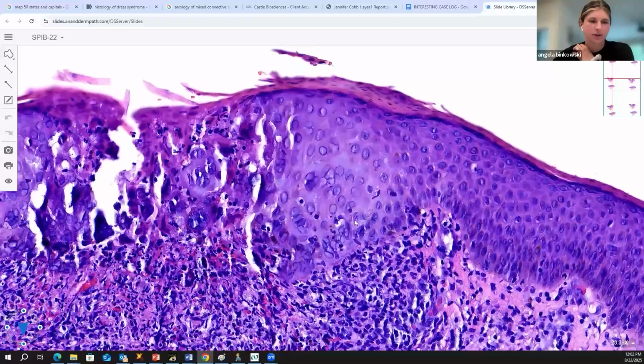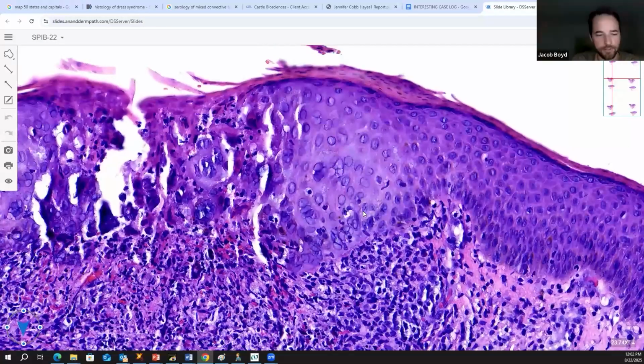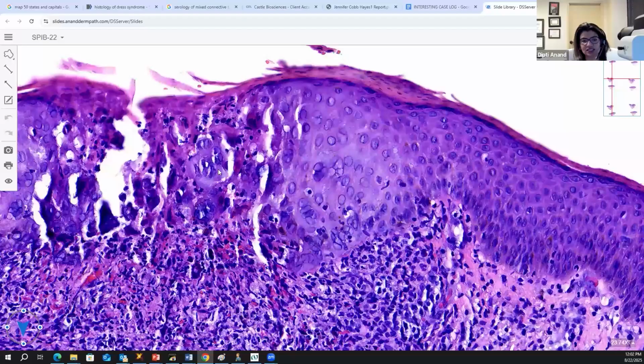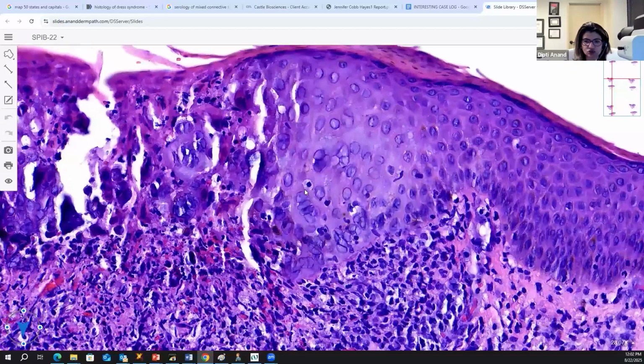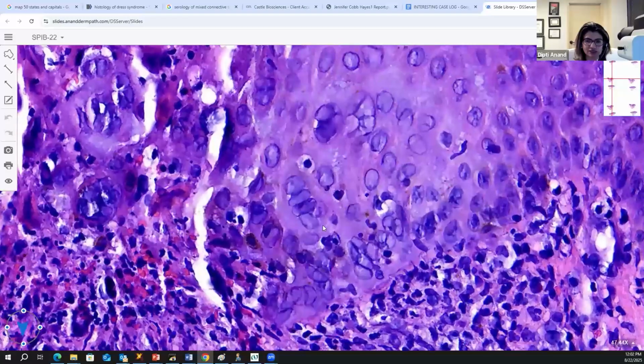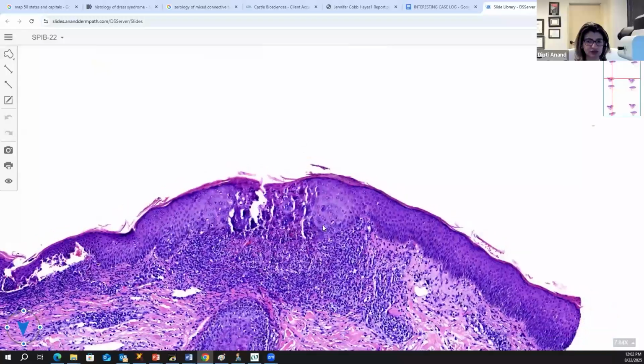We're looking for the 3 M's: margination, multinucleation. I said molding, multinucleation, and margination. Yep. So these are the 3 M's where you see the nice nuclear molding, margination of chromatin, and multinucleation. So this is herpes infection.